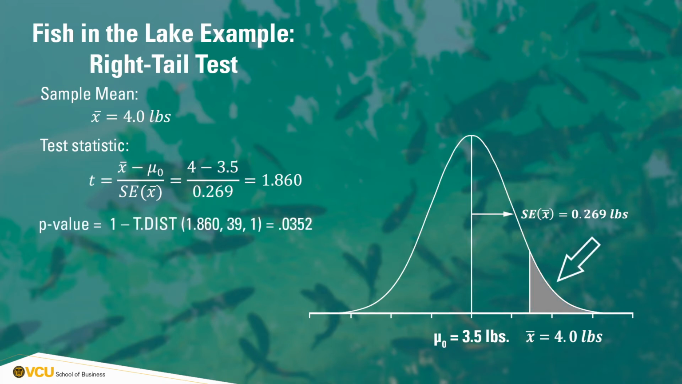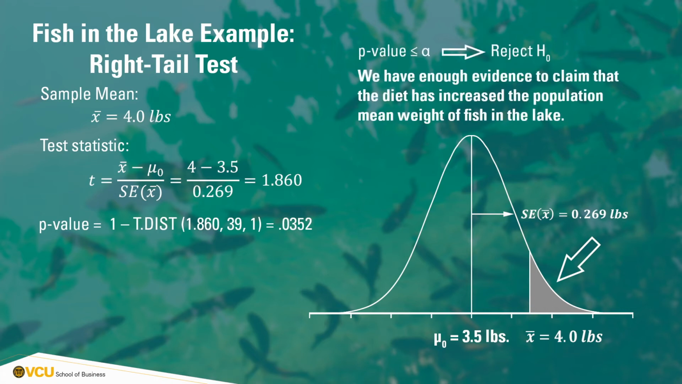Because we have a student's t-distribution, we use the Excel formula t.dist, taking care of including the value of the test statistic as well as the degrees of freedom, which are n-1 or 39. The p-value is equal to 0.0352, and because it is lower than our pre-agreed upon significance level of 0.05, then we can reject the null hypothesis and state that we have enough evidence to conclude that the population mean weight of fish in the lake has increased.